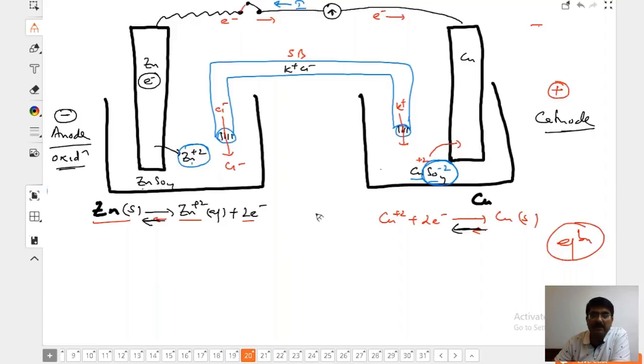You got it? Now, who was asking the question? Go ahead. No sir, the answer has been received. Okay, so this was the case. Is it clear? It's a very important concept. Who is this? Smriti, sir. Okay, so the cell will stop working when equilibrium has been attained.